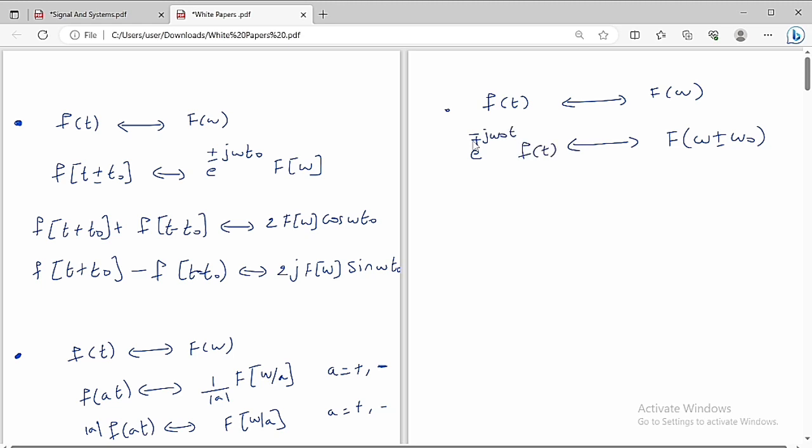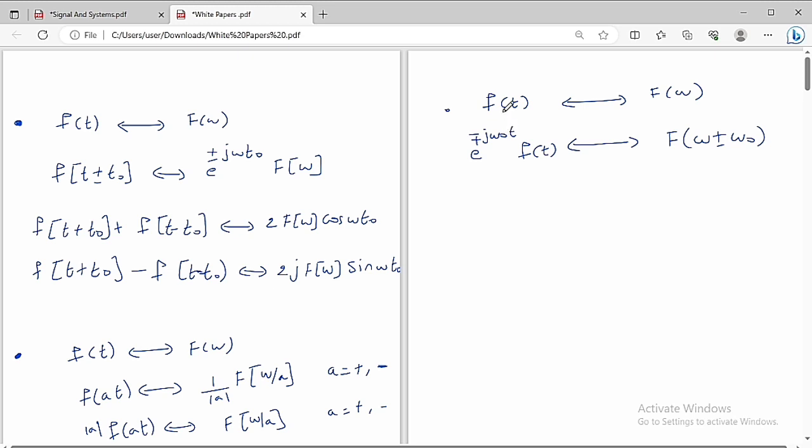So this is what we have to remember. Here plus means here minus. Here minus means here plus. So f of t has a Fourier transform F of omega. For F of omega plus or minus omega naught, the Fourier transform is e to the power of minus or plus j omega naught t f of t. So this is what you always have to keep in your mind. Here plus means here minus. Here minus means here plus. So this is what I am trying to tell you.